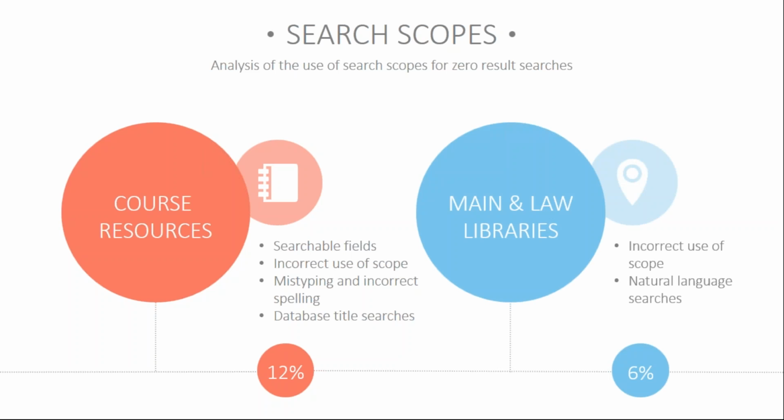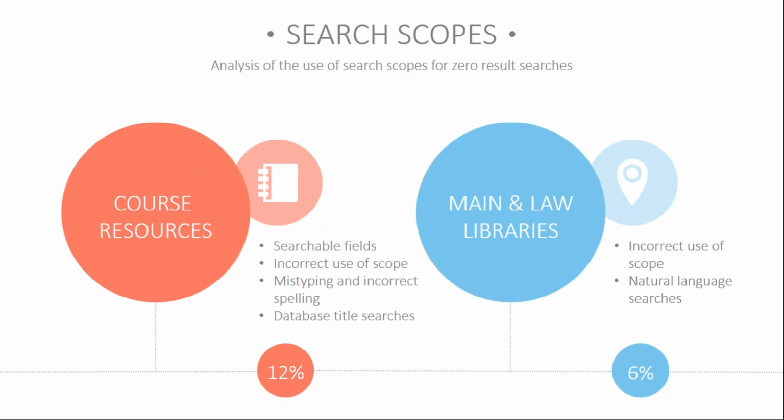So I found 6% of all of our zero result searches had been conducted using our main or our law library scopes. And in 2015 we conducted a focus group, and one of the questions we asked the students is what they thought their search would return if they used, say, the law library scope. And they actually said they would have expected both electronic and physical items in the library. So their belief was that it was more of a subject search rather than a location search.